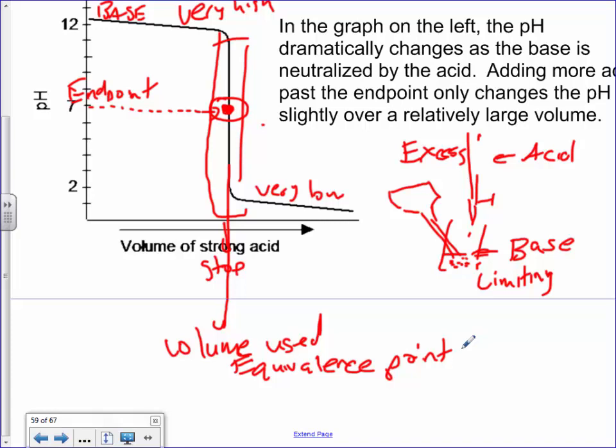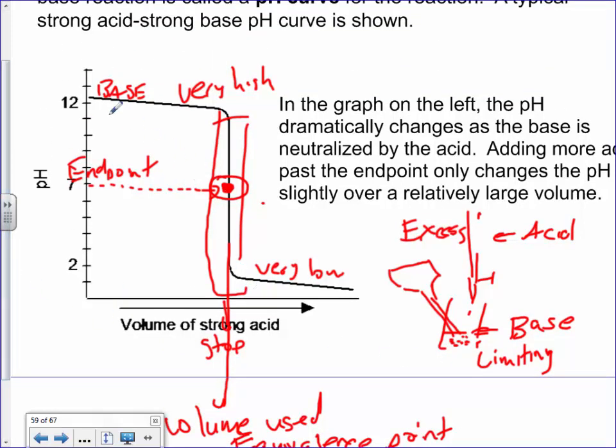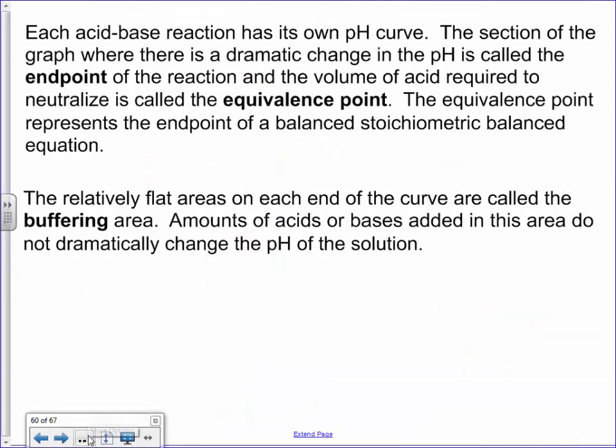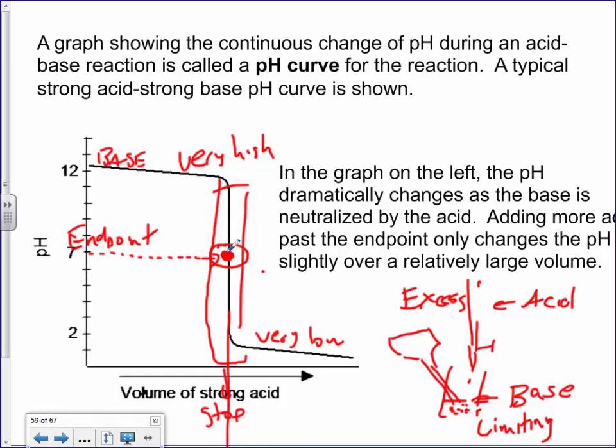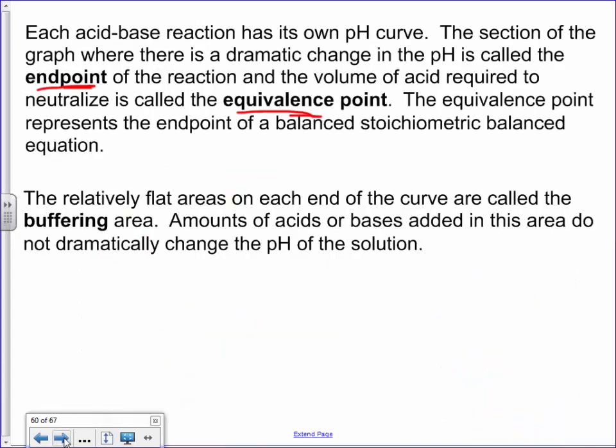Does that make sense? Long story short, we can graph what this would look like. This would be the graph of starting with a base and titrating with an acid. Here are some definitions that I just talked about: the endpoint and the equivalence point. Honestly, they refer to the exact same thing. This point right here, right in the middle of that graph, is where the volume should be such that the acid and base are neutral. I feel like I've said the same thing about 5 times, so I'm going to move on.